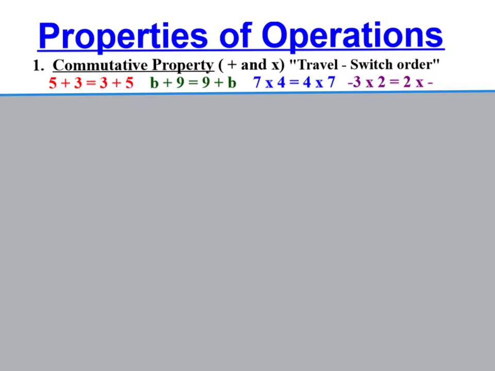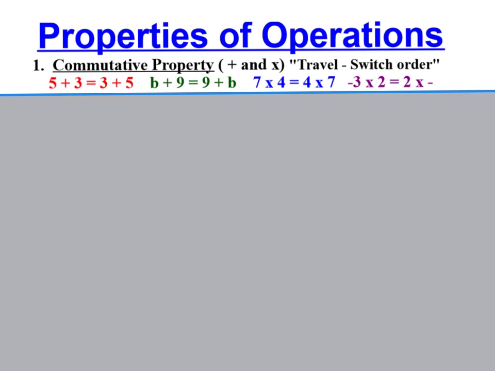The first property we want to talk about is the commutative property. The root word of commutative is to commute, which means to travel, like a commuter train takes people into the city and out of the city back to their homes. When I use commute, I talk about switching the order or traveling back and forth.